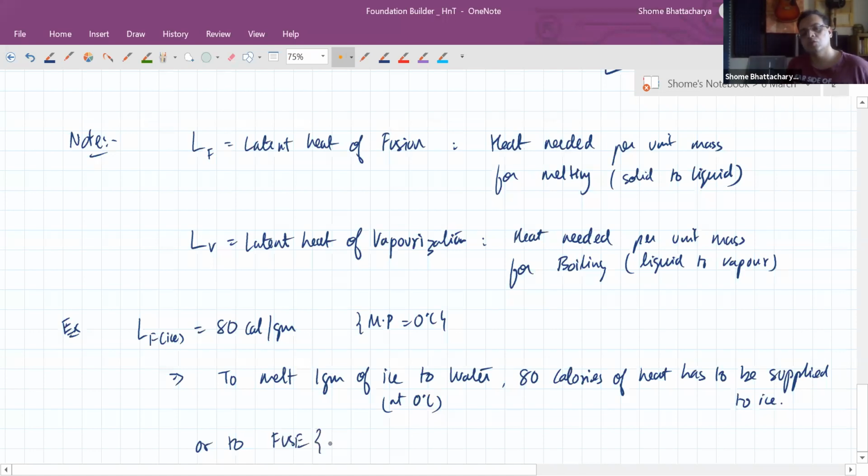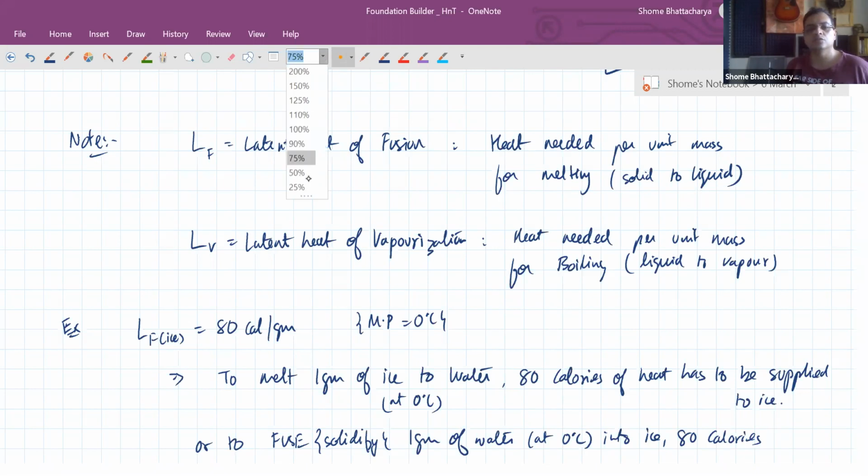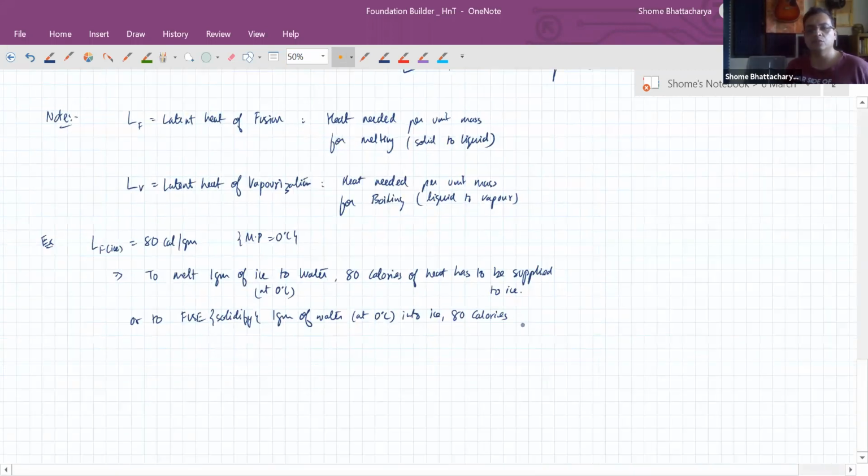fuse or solidify 1 gram of water at 0°C into ice, okay, 80 calories of heat has to be absorbed. Because that's the reverse process. So to solidify the liquid into solid state, we have to absorb heat from it. So 80 calories of heat has to be absorbed from the water. So it will convert to ice.